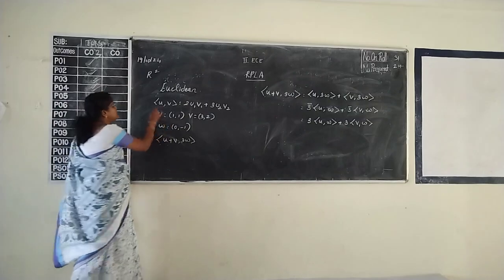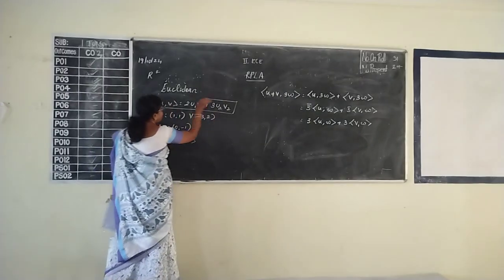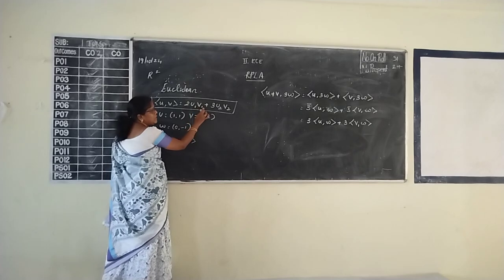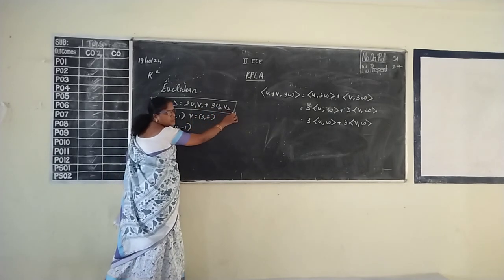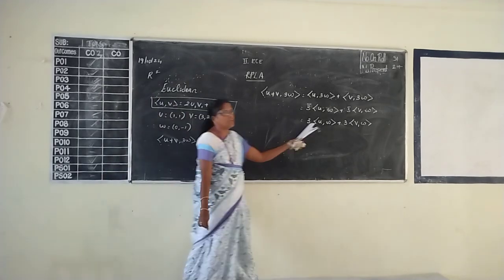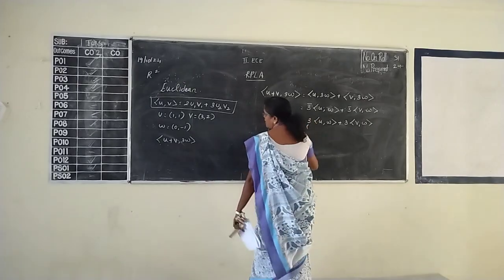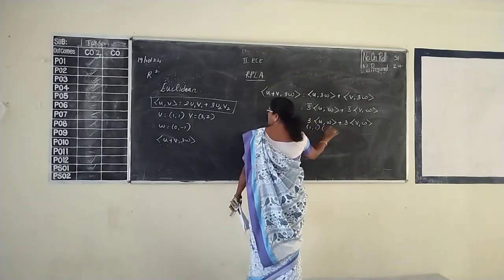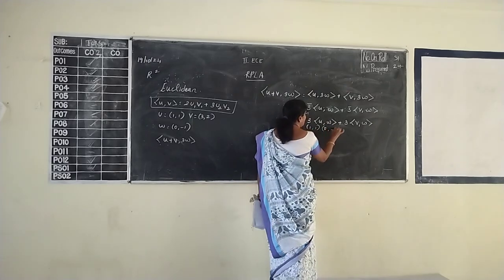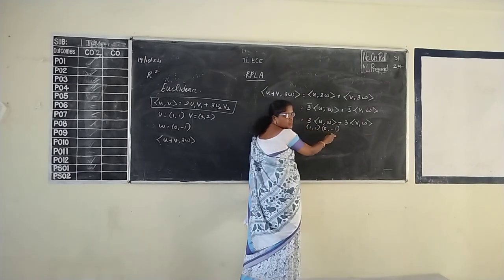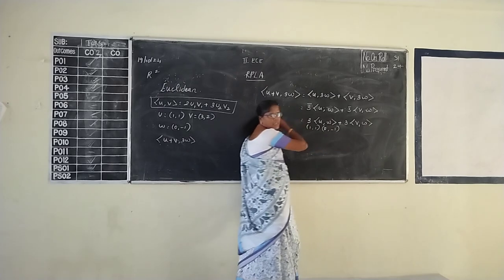Now you are going to apply our definition. So what is the definition for this problem? Inner product of u and v equals 2 times u1 v1 plus 3 times u2 v2. So what are the terms here? u is 1 comma 1. What is w? 0 comma minus 1. So this is u1 u2, and this is our v1 v2. Apply the definition.